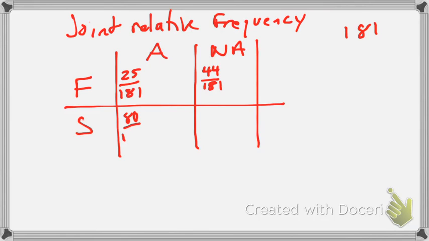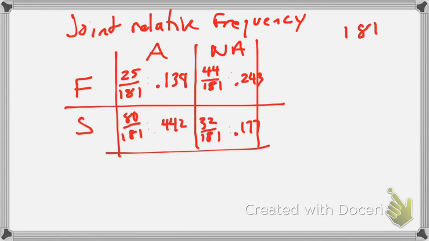I have 80 over 181, and then I have 32 over 181. Now this is basically just talking probability. If I want to find the probability that a randomly selected student is a freshman who is attending, it would be 25 over 181. So now I'm going to convert all these to decimals. It's going to be 0.138, and these are rounded, so they're not exact, but they're pretty close. 0.243, 0.442, and then 0.177.